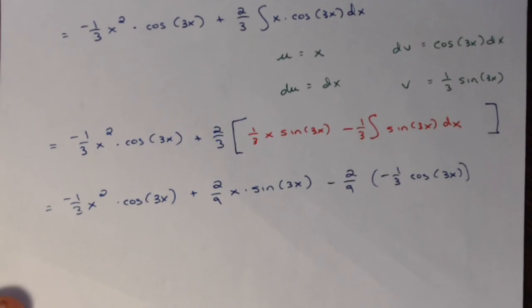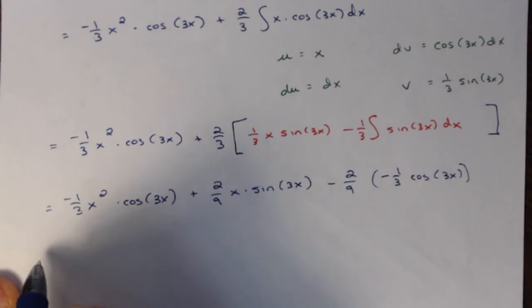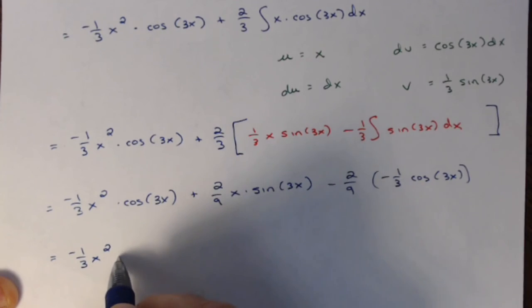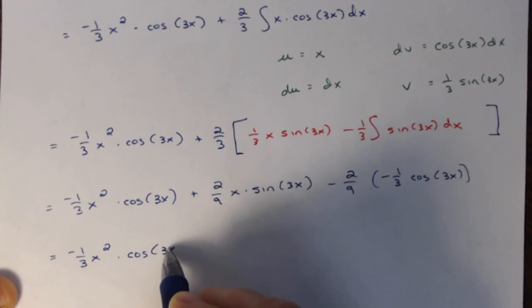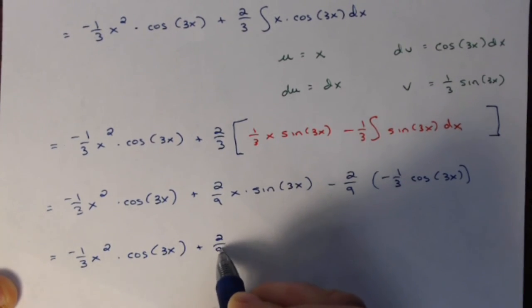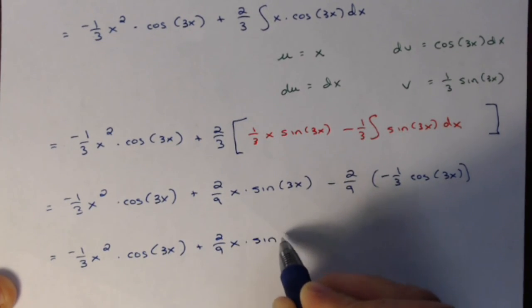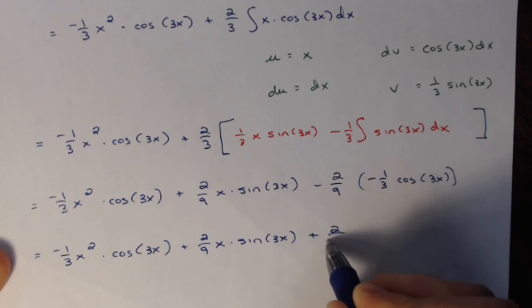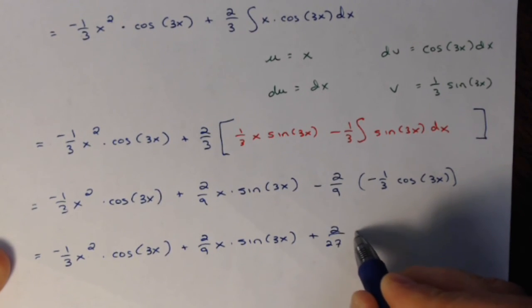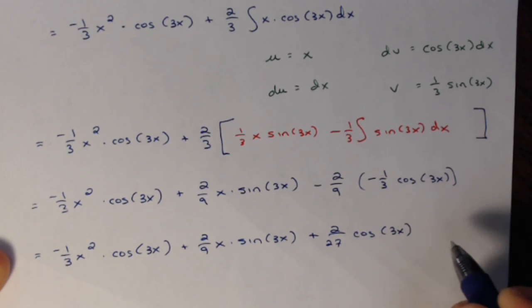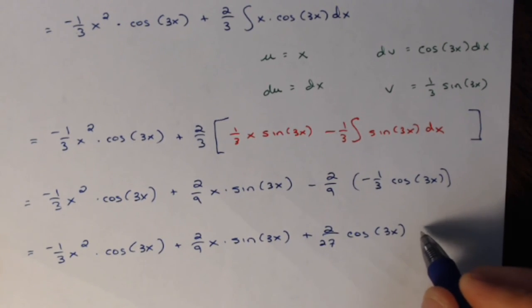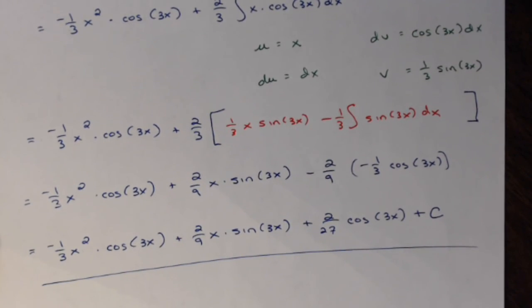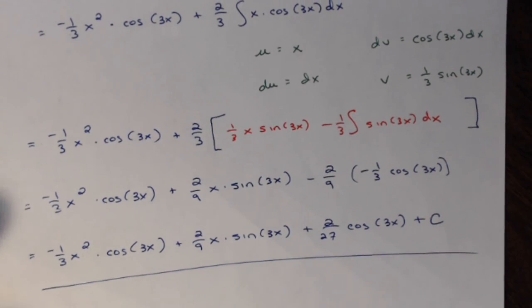All right, let's clean it all up, and then that'll be our final answer. So here we go. -1/3 x squared times the cosine of 3x plus 2/9 x times the sine of 3x plus 2/27 cosine 3x, and don't forget it, plus C. Whew. That was a long one, but there it is. All right, guys, time to start practicing.